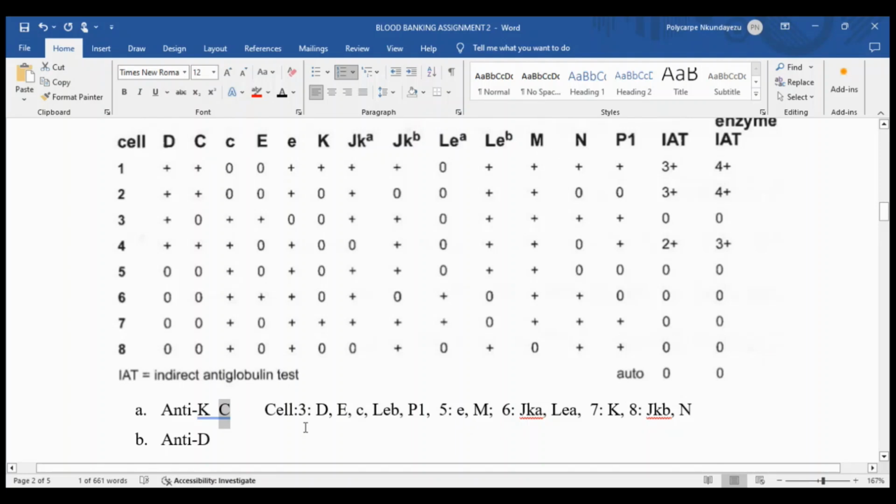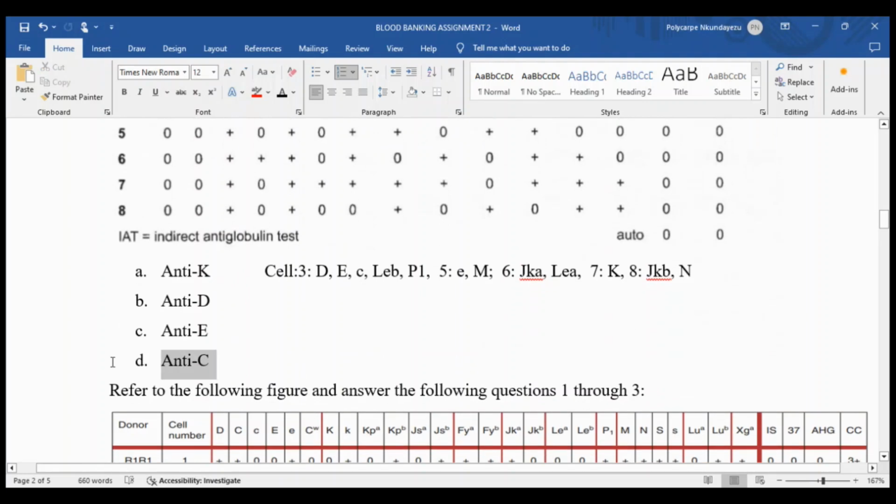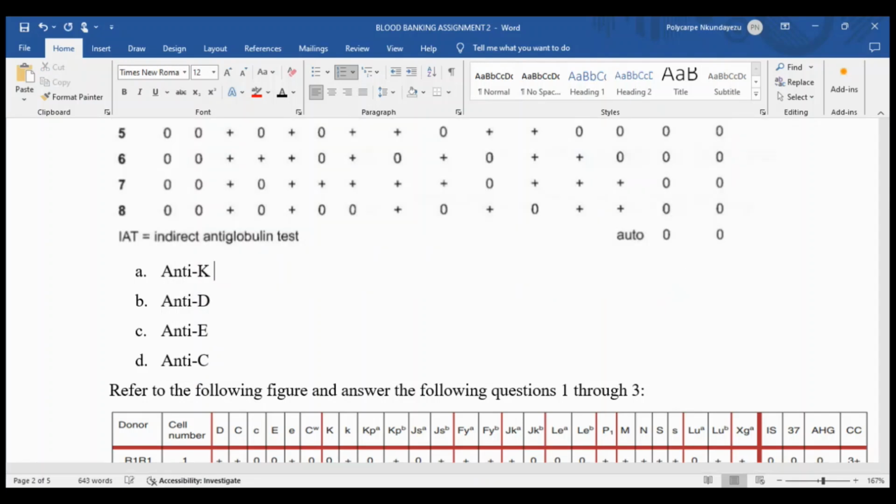So then our answer should be capital E, if it is not there, then it should be anti-C. Anti-C is now the antibody responsible for the reaction observed. So D is our chosen option now. Option D, isn't it?